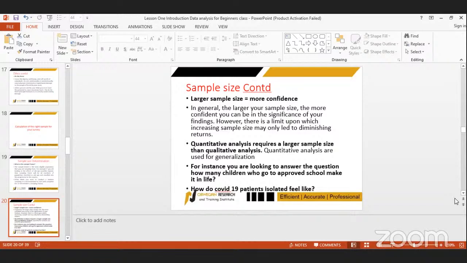Now, how do COVID patients who are isolated feel? This is a qualitative question. In this case, you may not be required to conduct interviews with a very large number of COVID patients that have been isolated. You may be particularly interested in even a sizable number, and what they report, what they have given you. You can then give us a report.